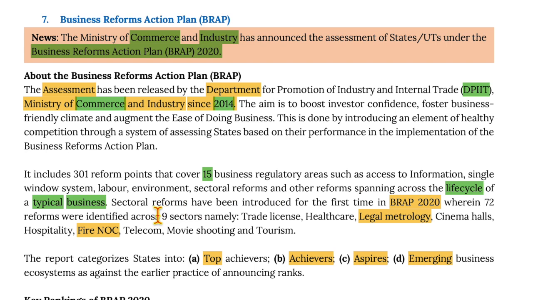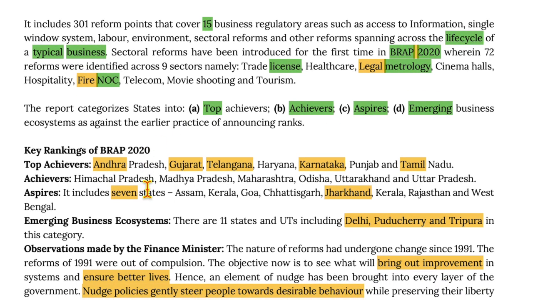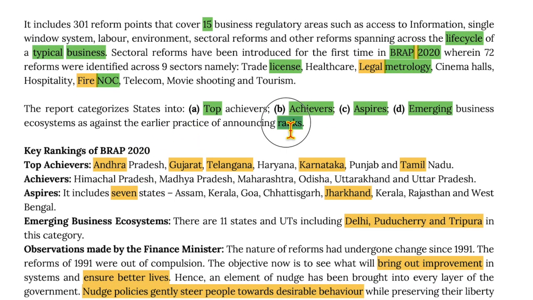Sectoral reforms have been introduced for the first time in BRAP 2020, wherein 72 reforms were identified across 9 sectors, namely trade license, healthcare, legal metrology, cinema halls, hospitality, fire NOCs, telecom, movie shooting, and tourism. The report categorizes states into top achievers, aspirers, and emerging business ecosystems, as against the earlier practice of announcing ranks.